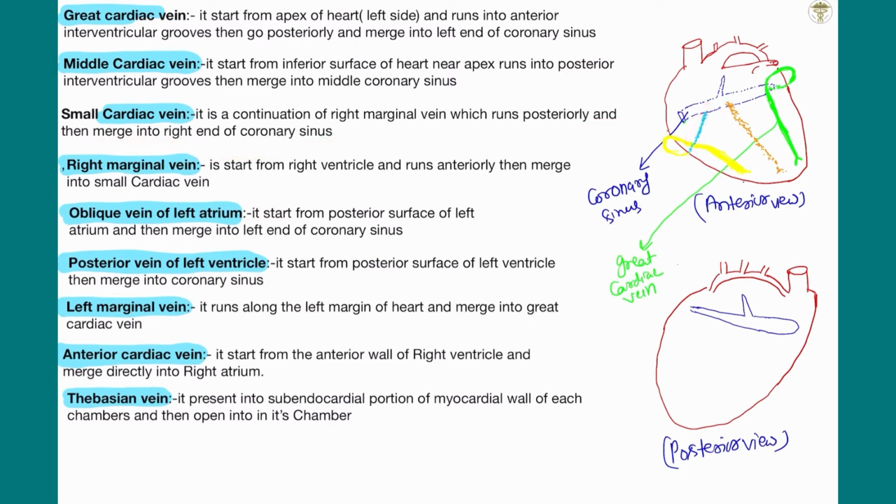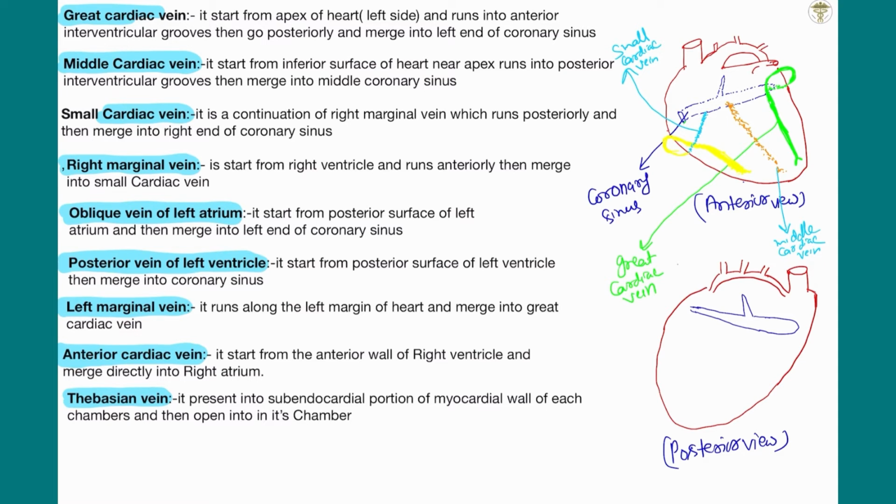I already discussed that this is the right end of the coronary sinus, this is the left end of the coronary sinus, and this is the middle part of the coronary sinus. So this merges into the right end of the coronary sinus. So this is the small cardiac vein. I will write small cardiac vein, and this is the middle cardiac vein.